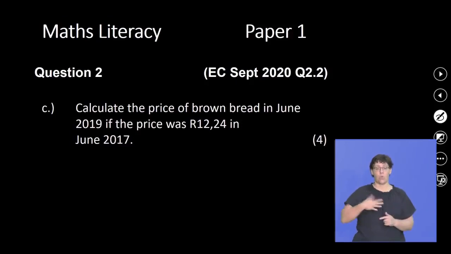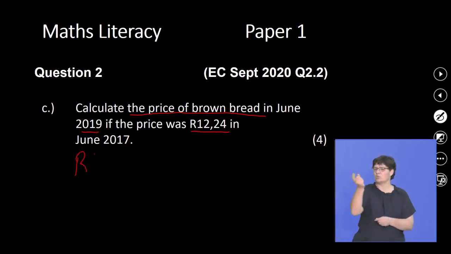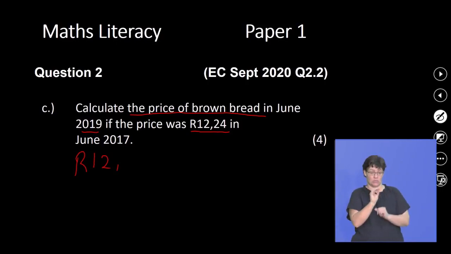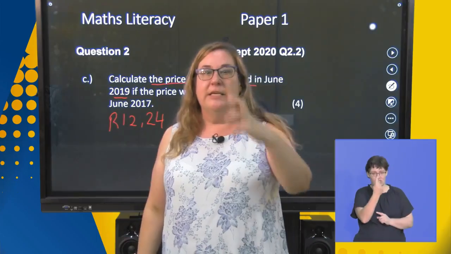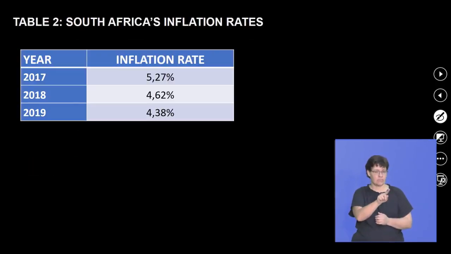Right, they want us to calculate the price of brown bread in June 2019 if the price was 12 Rand 24 in June 2017. Now, what's important with inflation is that we take our amounts, that's 12 Rand 24, okay, and we do this for every single year. So this was in 2017, so I'm now going to work out the price for 2018. So I go back to my table, and I'm going to see that my table, it went up by 4.62%.